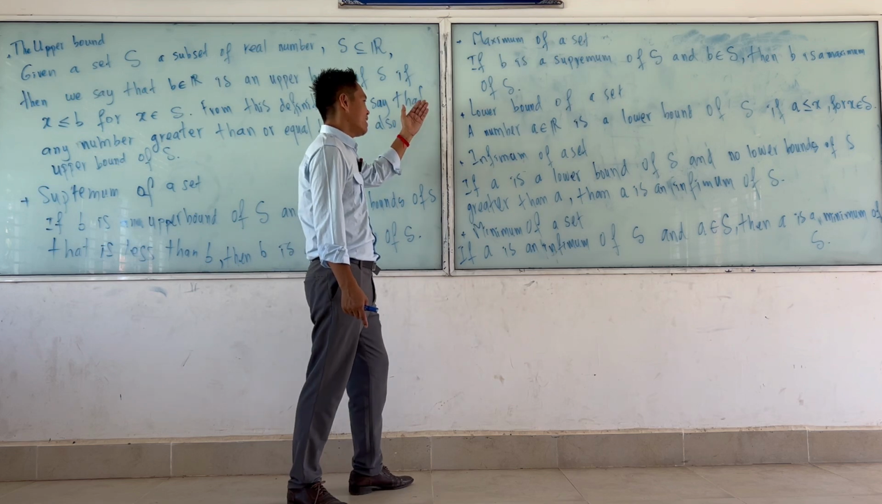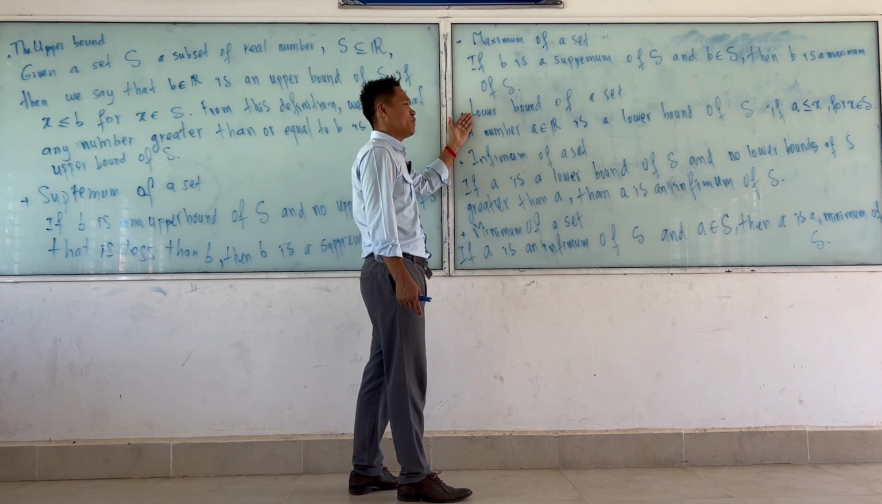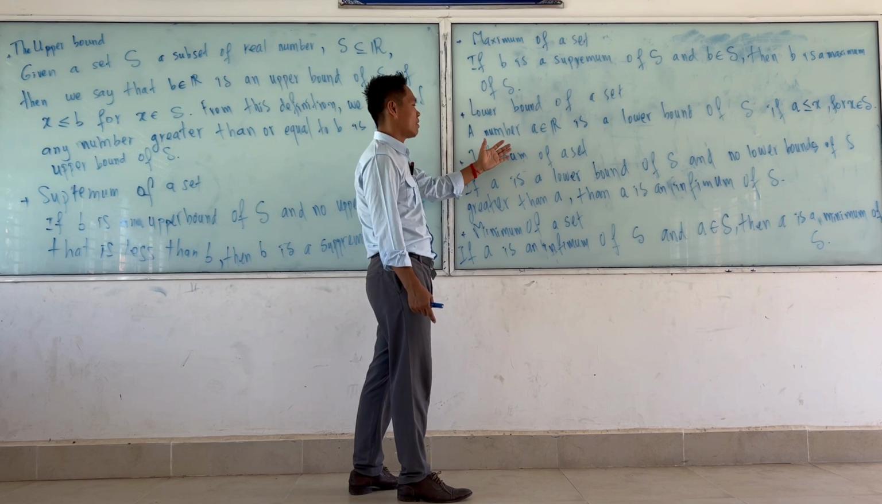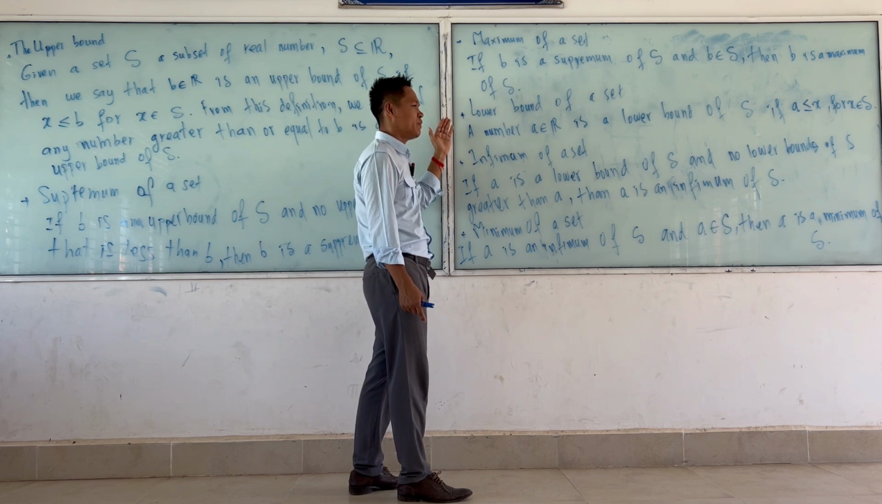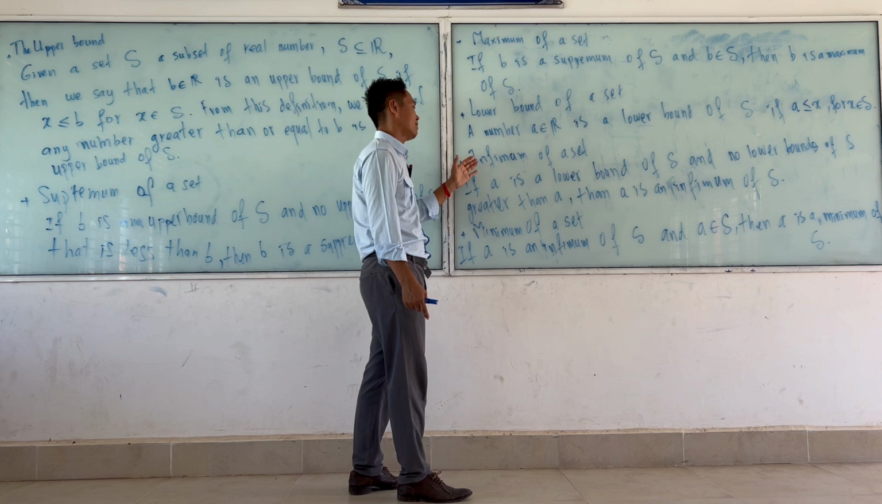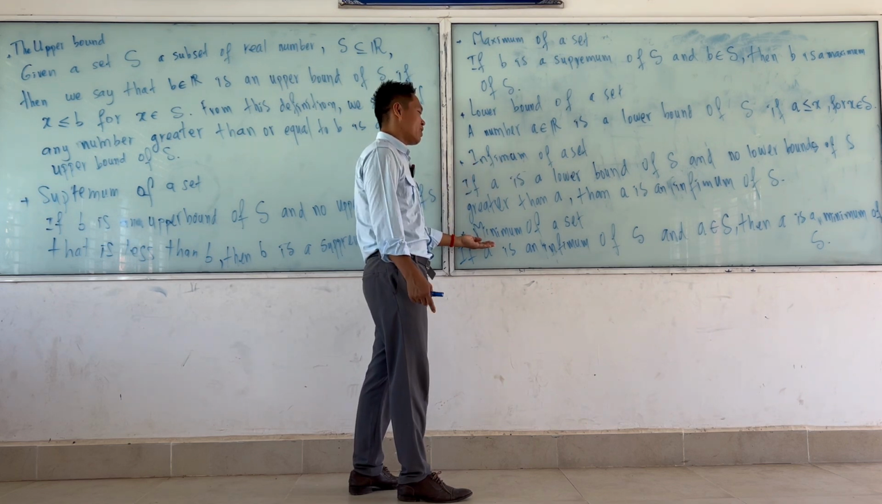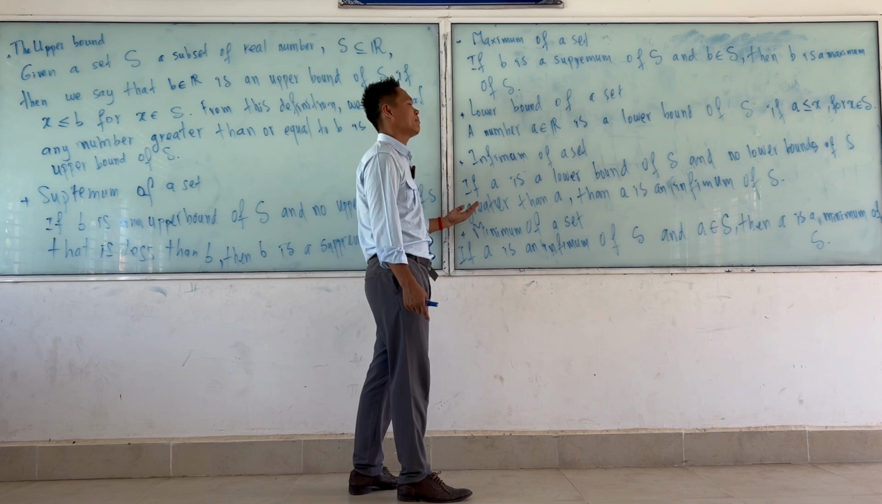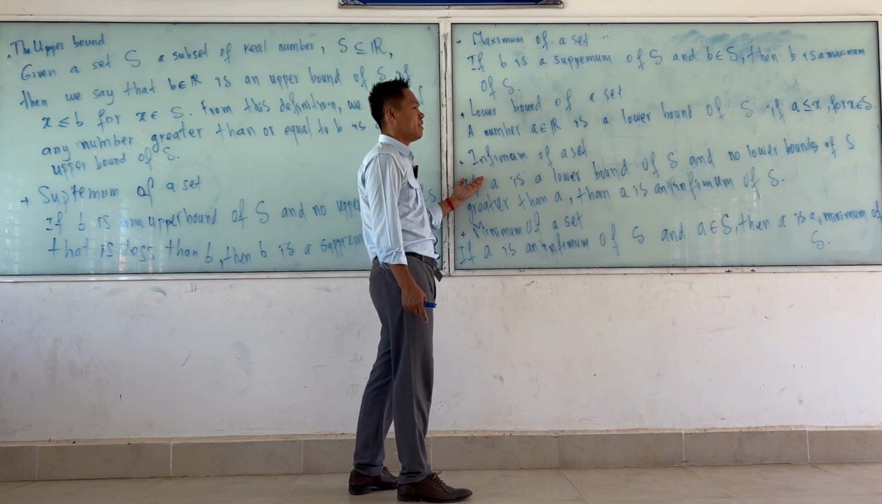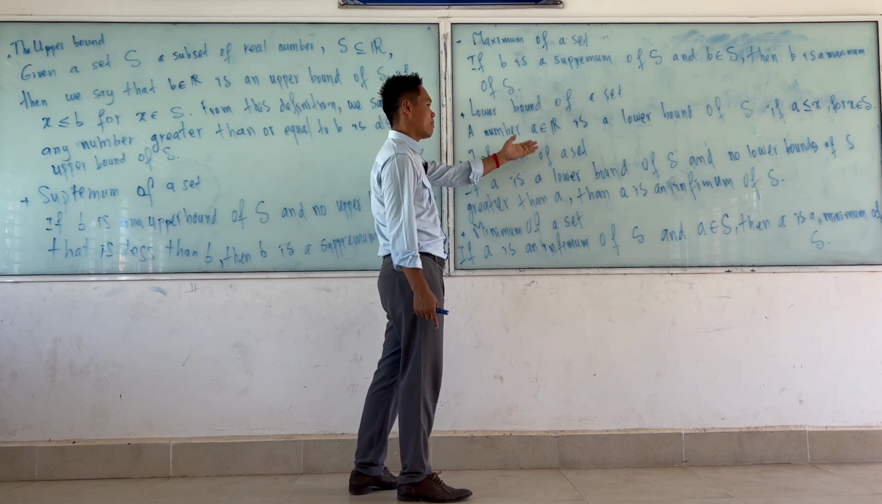If we say that a number is a lower bound of a set, we cannot always conclude that it is an infimum or a minimum. By the way, if you have a minimum of a set, you can always conclude that it is an infimum and it is always a lower bound.